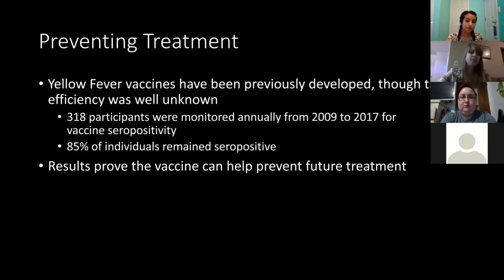Through the 8 years of monitoring, 85% of non-revaccinated individuals remained seropositive for the vaccine, although the highest success occurred in individuals with vaccinations of 587 IU or greater. These results prove the efficiency of the vaccine and have aided in the prevention of future treatments across the world. There is promise to find a cure for yellow fever, but until then, finding a way to treat the virus internally and preventing treatment altogether is all that can be done. Next slide.